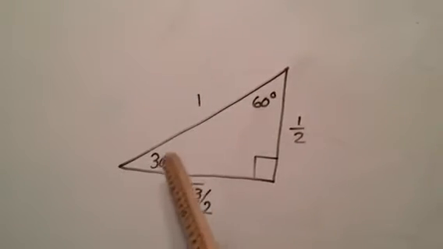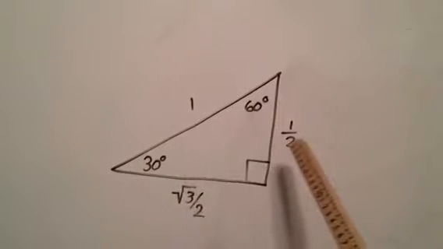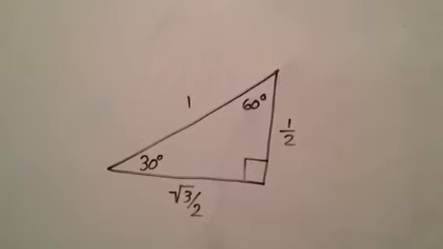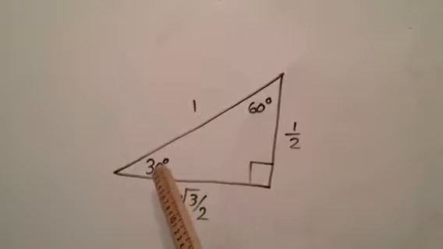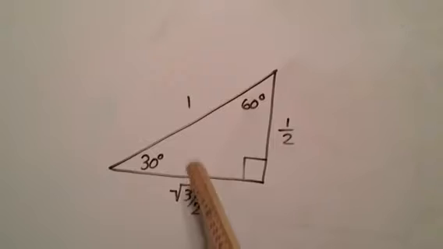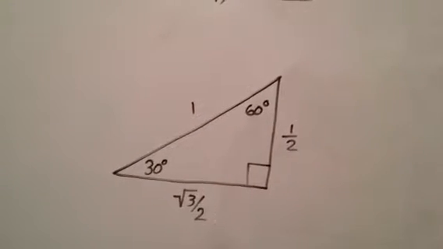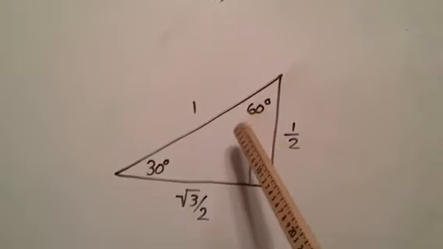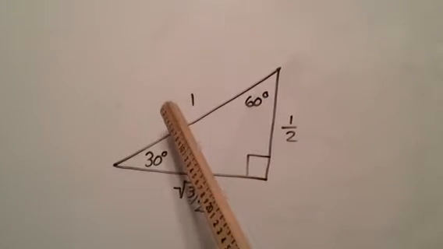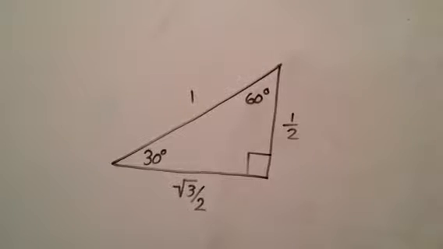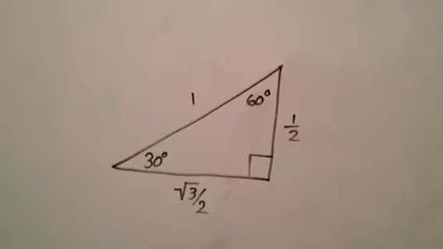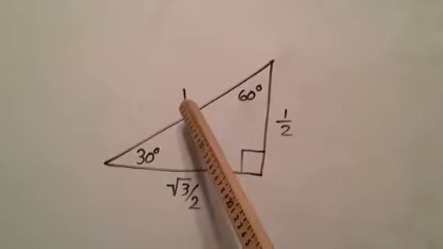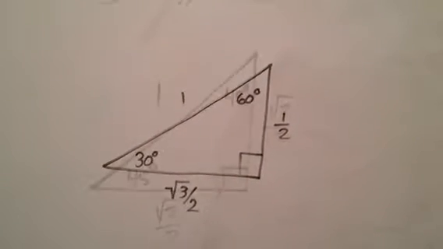For example, sine of 30 degrees is opposite over hypotenuse, therefore it's 1/2. The cosine of 30 degrees is adjacent over hypotenuse, therefore square root of 3/2. The sine of 60 degrees is opposite over hypotenuse, making it square root of 3/2. And the cosine of 60 degrees is adjacent over hypotenuse, making it 1/2.